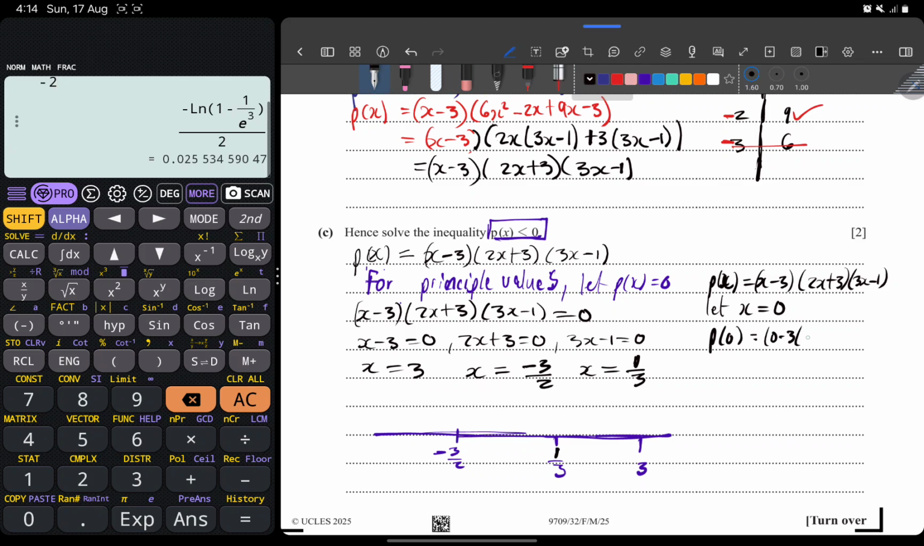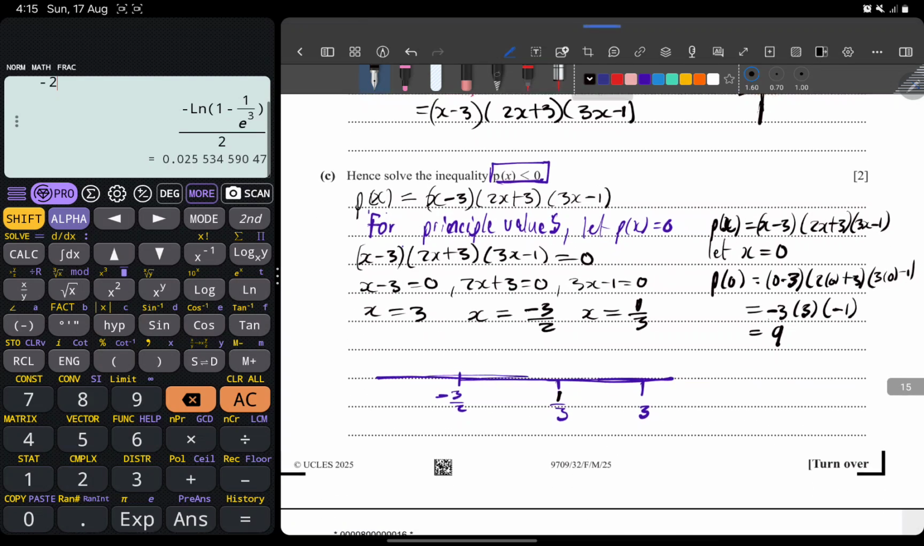P of 0 is equal to 0 minus 3 multiplying 2 by 0 plus 3, multiplying 3 by 0 minus 1, right? Which is going to be equal to 0 minus 3, that's negative 3. Multiplying 2 by 0 is 0 plus 3, that's just a positive 3. Multiplying 3 by 0 is 0 minus 1, that's a negative 1. So it's negative times positive times negative, okay? Negative 3 times 3 is negative 9, times negative 1 is positive 9. So that means in here it was somewhere above. So it could only have gone above, then turned, then come back down, then gone back up. Okay, so this is what it actually did.